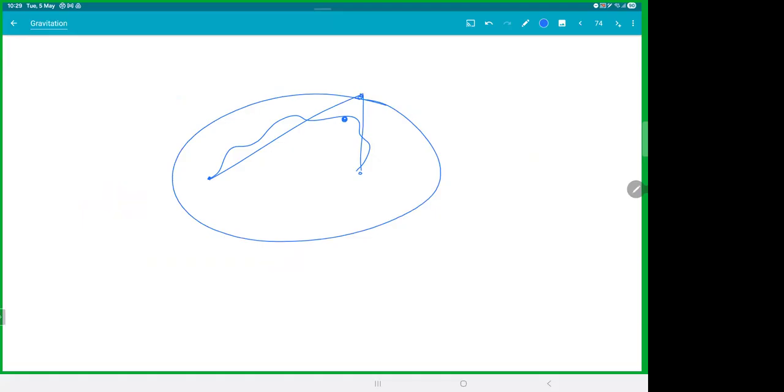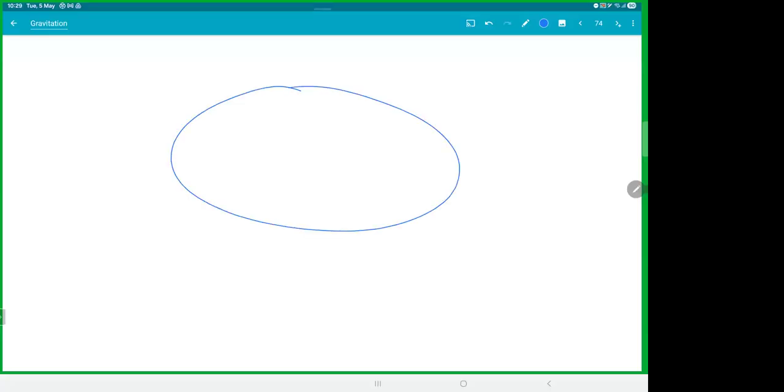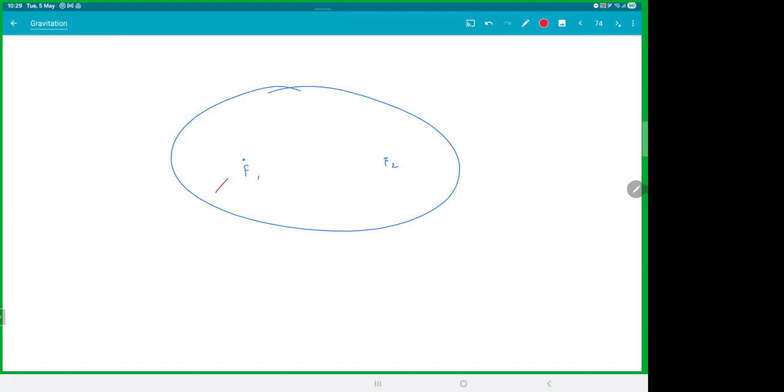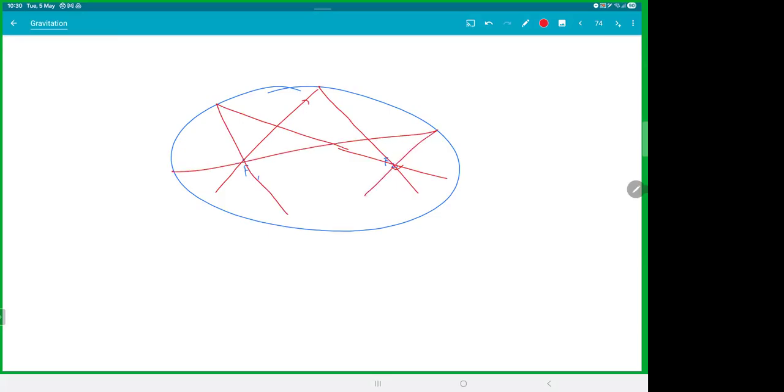And an ellipse has some beautiful properties. If this is one of the foci and this is the other focus, and you send a light ray through one focus, however you want, it will always pass through the second focus. You send it like this, it'll pass through the second focus. You send it like this, it'll pass through the second focus.